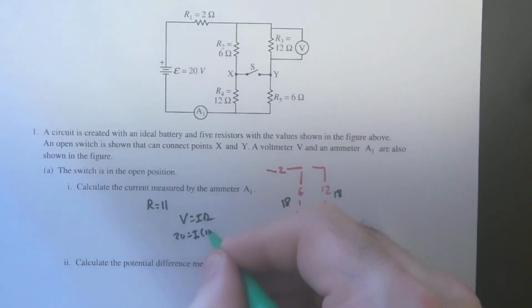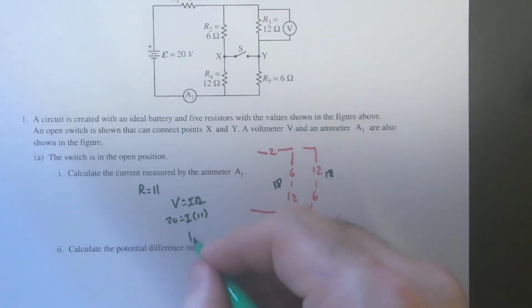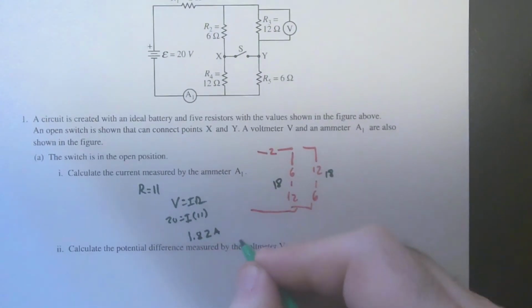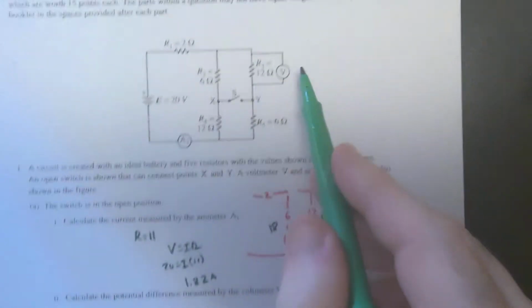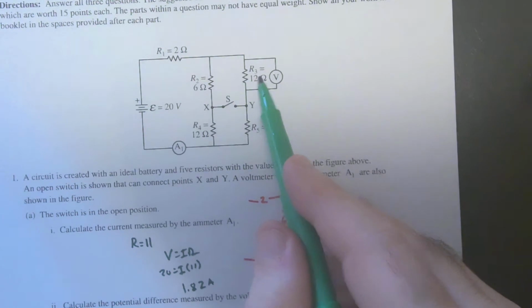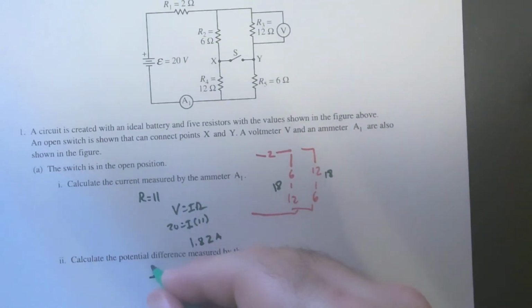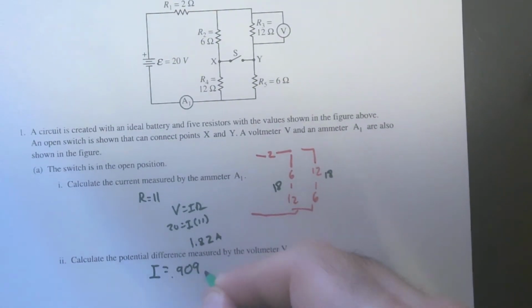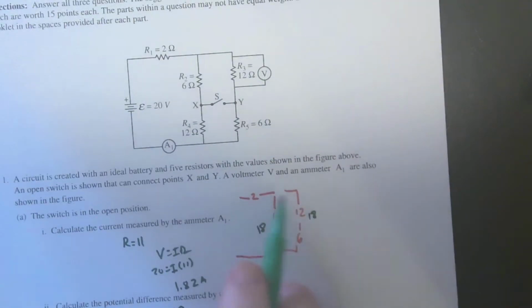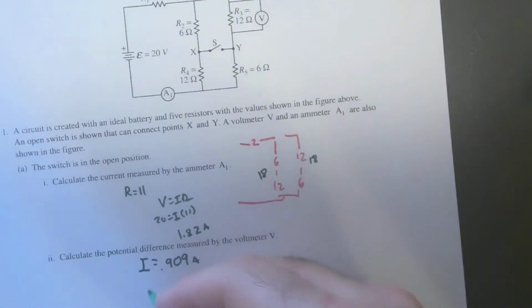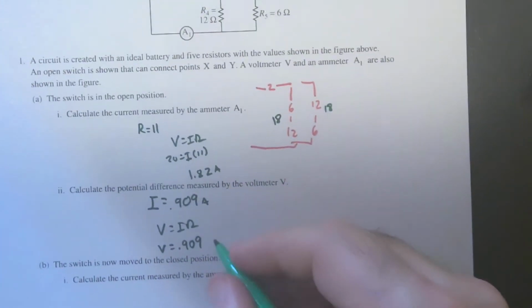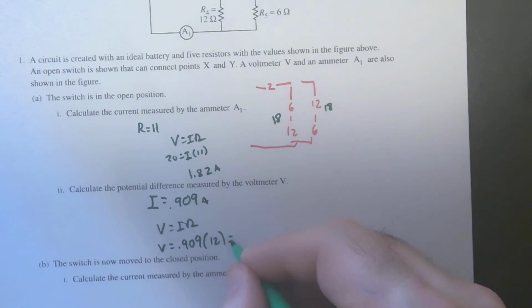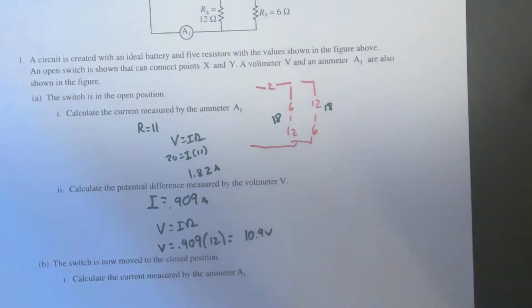V equals IR, 20 equals I times 11. And I get that annoying 1.82 amps. That's the current through A1 because A1 gets all of it. Now to calculate the voltage that shows here, this is the voltage up to 12. Well, I know that it gets half that current, which is 0.909, because it's 18 and 18, they're going to split up equally. And so I'm going to do V equals IR. The current's 0.909, and the resistance of that is 12, and I get a beautiful number of 10.9 volts.